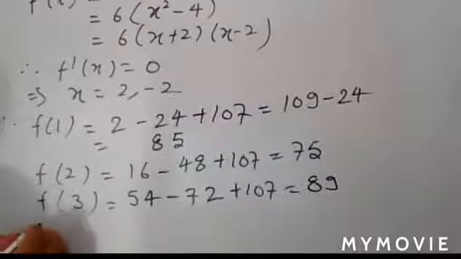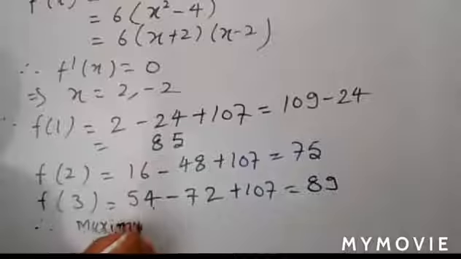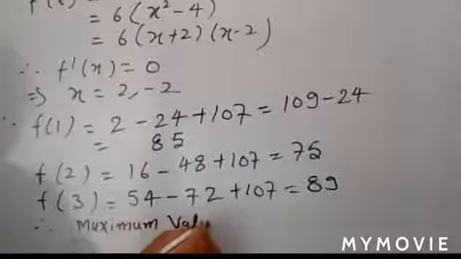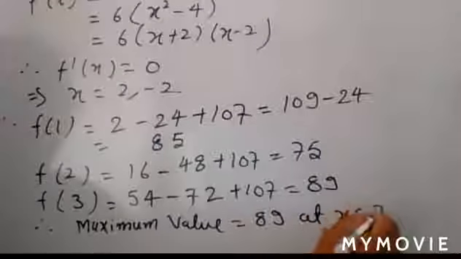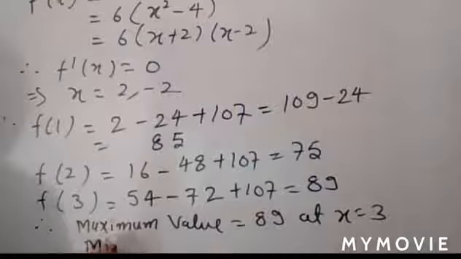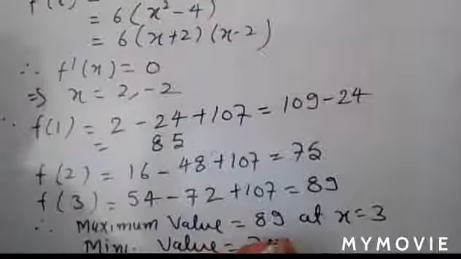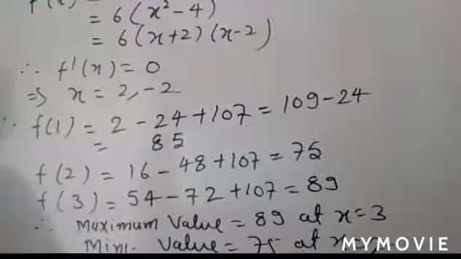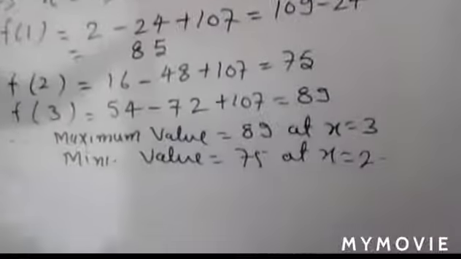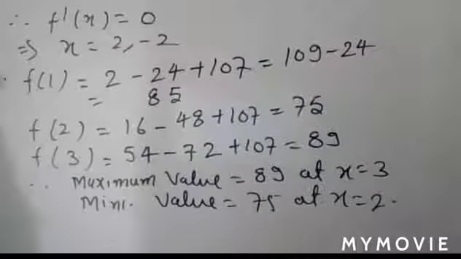Okay, so you write: hence, maximum value is equal to 89 at x is equal to 3. In the same way, you write the minimum value is equal to 75 at x is equal to 2. So that maximum and minimum value is also known as absolute maximum and absolute minimum value.